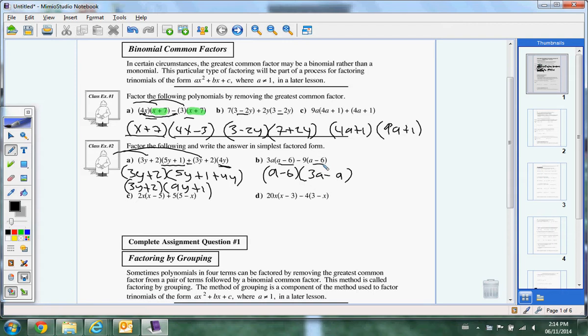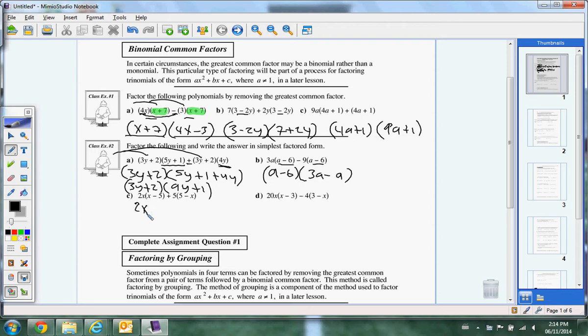x minus 5. What we have to do is these aren't the same right now. That's okay. They're opposite. So when thinking opposite, what can I do to 5 minus x to make it what we want? No, that wouldn't make it opposite. Times it by a negative 1. So what I'm going to do is actually take out a negative 1.